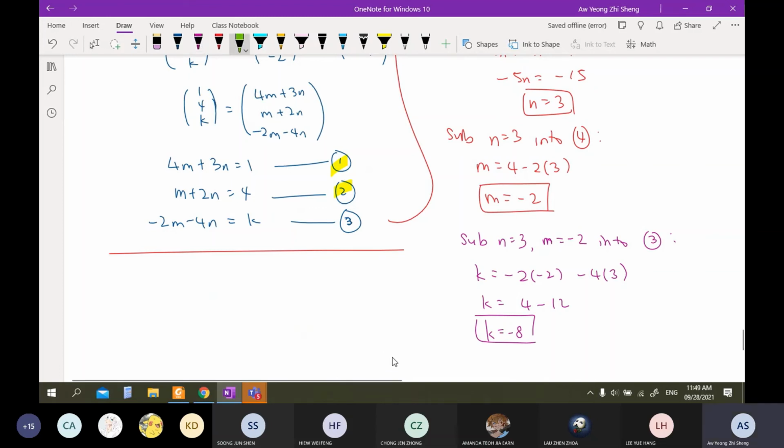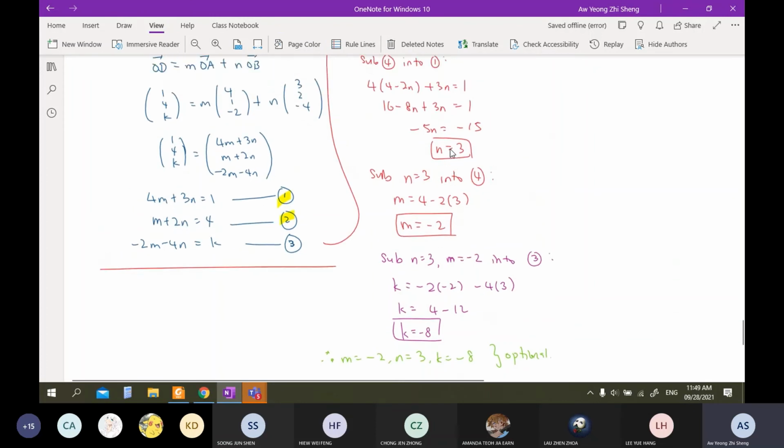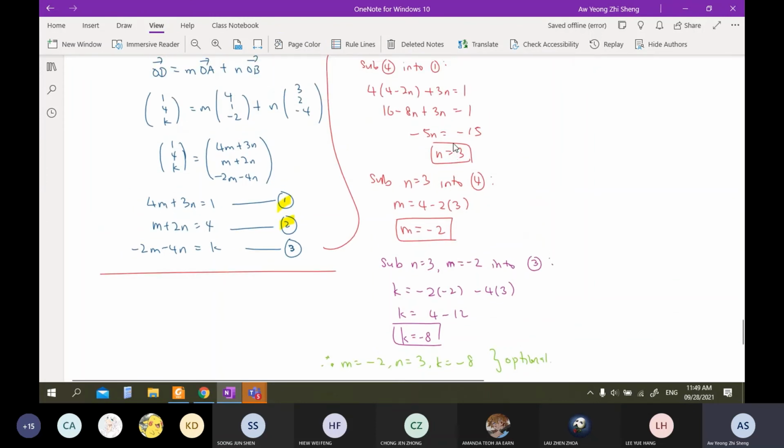If you like, at the end, you can just list down the values of the 3 unknowns, but this is an optional thing to do. m equals minus 2, n equals 3, k equals minus 8. This is optional. Right, so we are done with example 8.